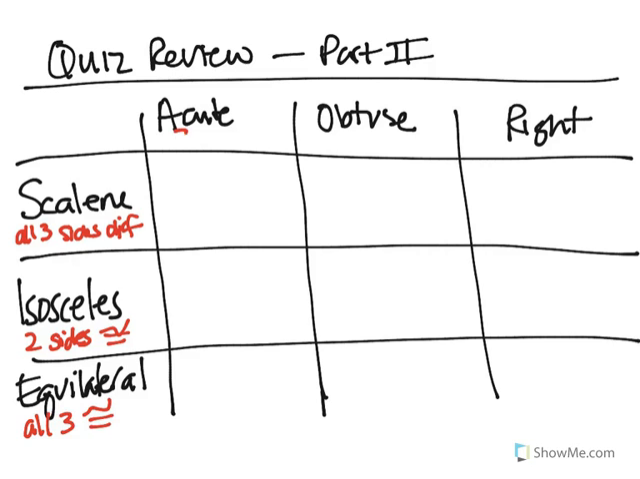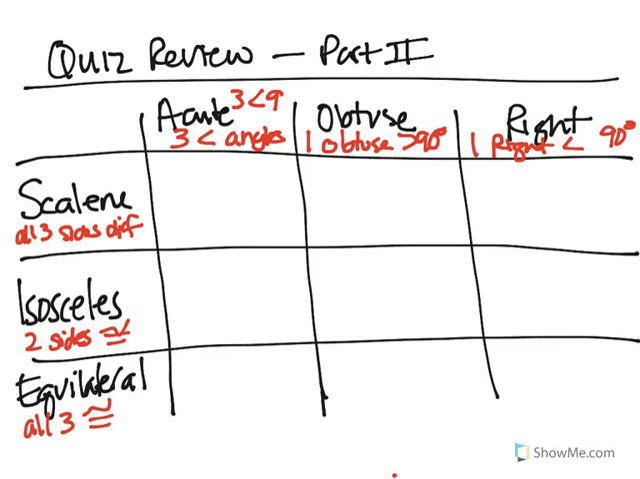Acute is three acute angles in the triangle. An obtuse triangle has one obtuse angle, and then a right triangle has one right angle, which would be 90 degrees. Obtuse would be one that's greater than 90, and three acute angles would be three that are less than 90 degrees.